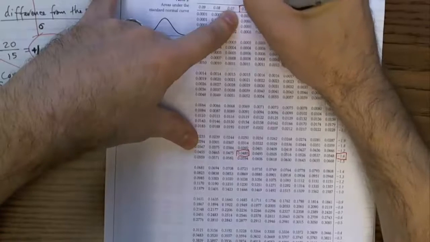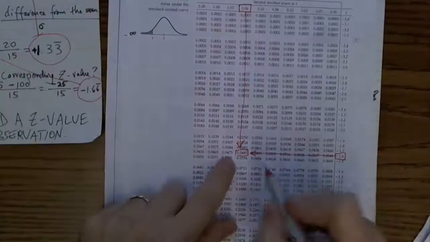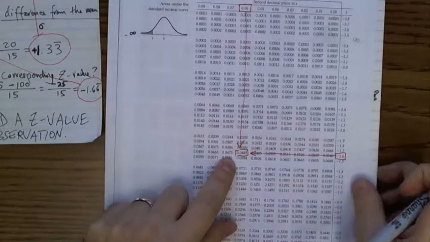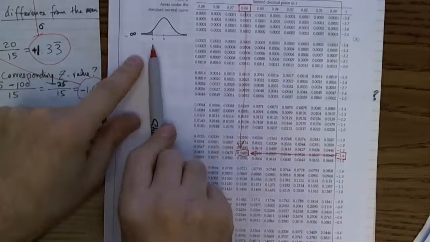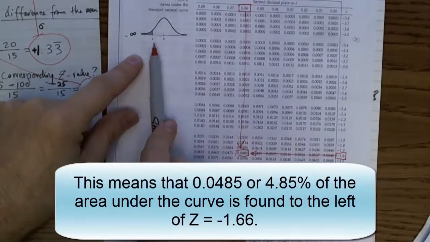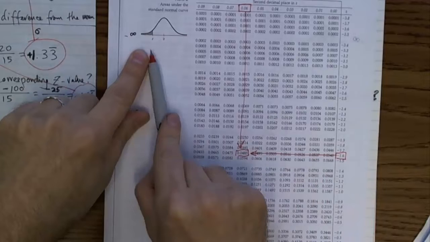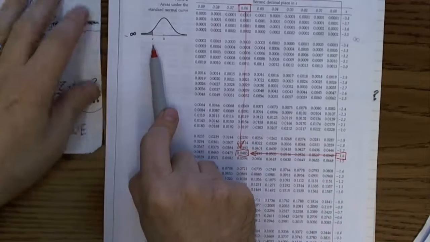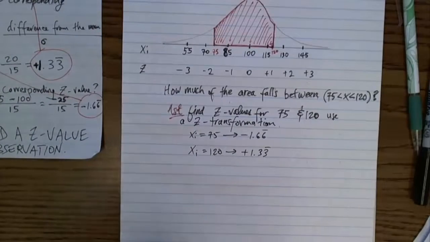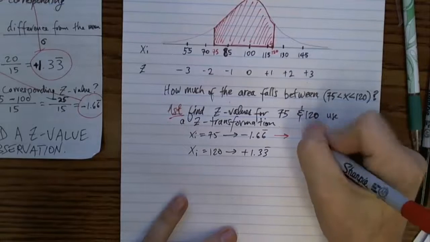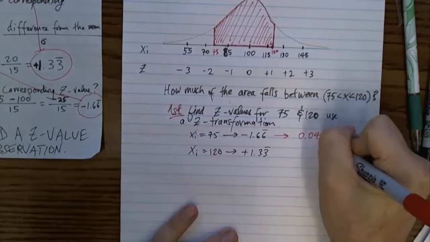So with that, we end up coming down to this particular place. And that gives us 0.0485. So this means that if this z-value here were negative 1.66, that 0.0485 would lie to the left of that position. So 0.0485, or 4.85% of the area under the curve, lies to the left of that position. So we know that that is equivalent to 0.0485 of the area under the curve.